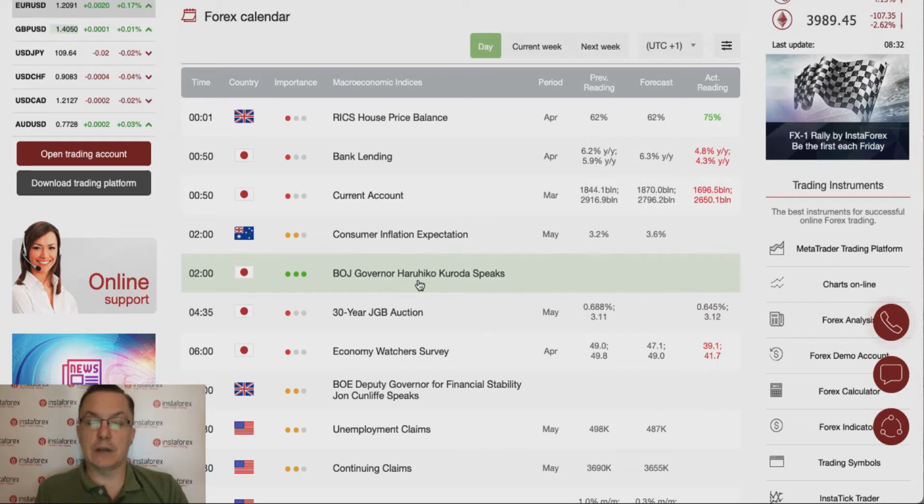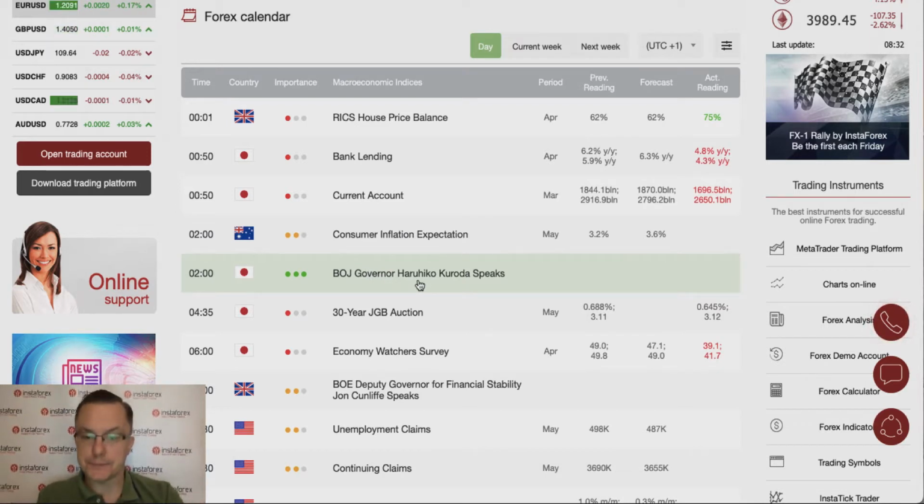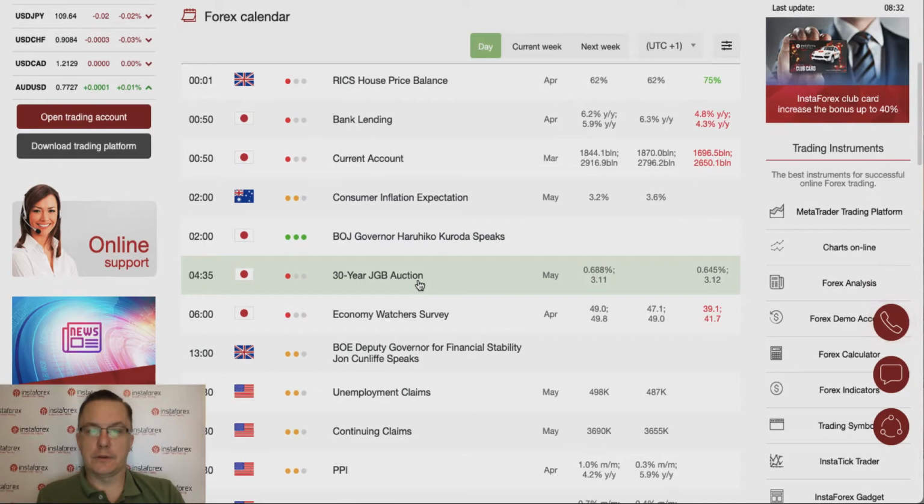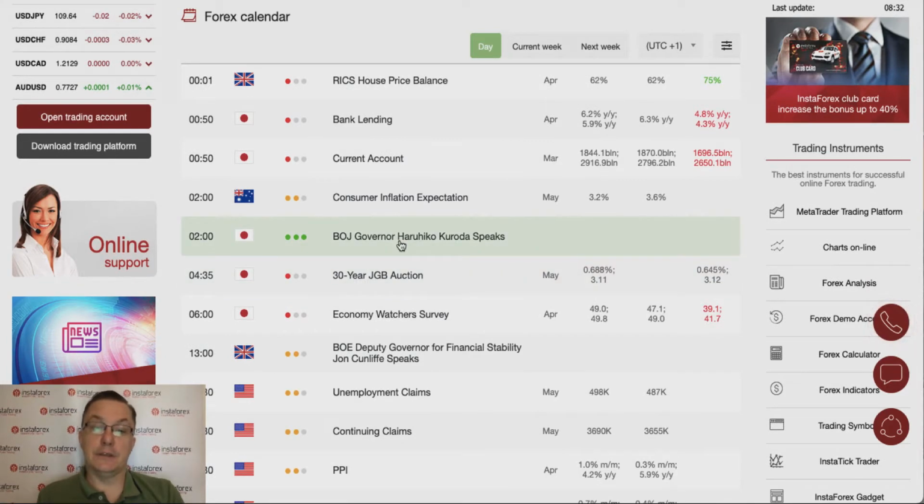Bank of Japan Governor Haruhiko Kuroda gave a speech at 2 o'clock. We'll definitely take a look at the Japanese yen. What are the conclusions of that speech, and do they have any impact on the Japanese market?